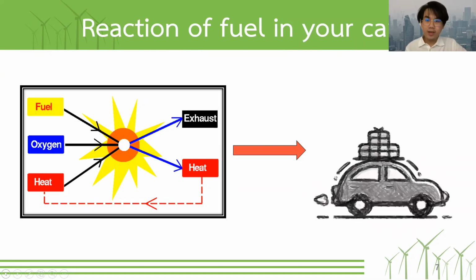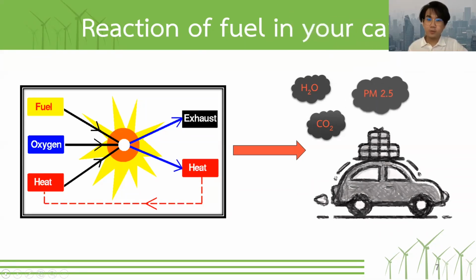So normally, if your fuel is purified fuel, the exhaust gases are carbon dioxide and water. But if your fuel is not purified, meaning it is contaminated with sulfur compounds, the exhaust gas is not only carbon dioxide and water, but it can generate PM2.5 also. So that's why the car or transportation is one of the sources of PM2.5.